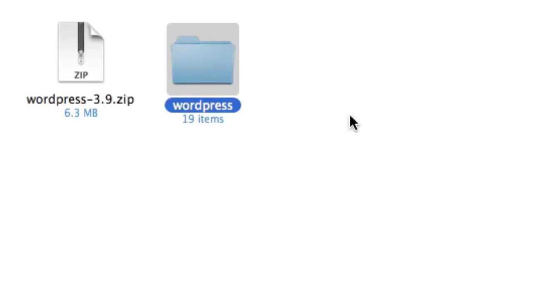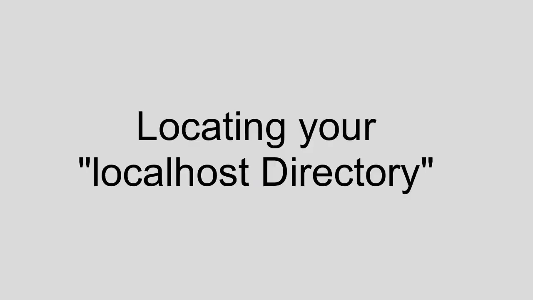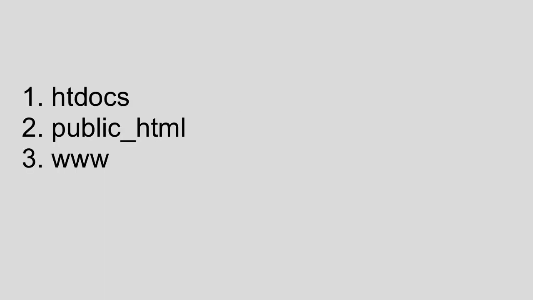Our next task is to move this WordPress folder out of our downloads folder and into a new special folder that was created just a moment ago by MAMP, XAMPP, WAMP, or whichever package you chose. Now the name and location of this new special folder will differ depending on your operating system and the package you chose, but in general, this folder is referred to as the localhost directory, and it will usually be named something like htdocs or public HTML or www.